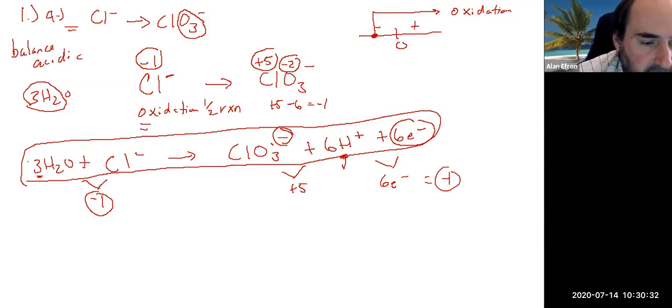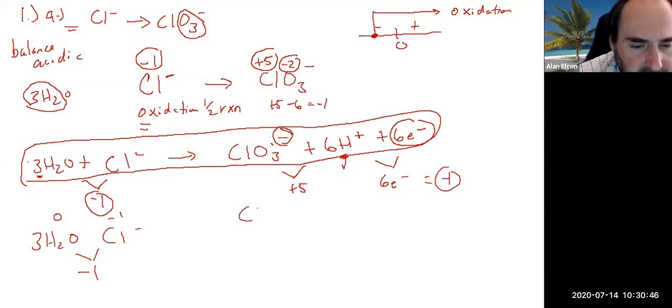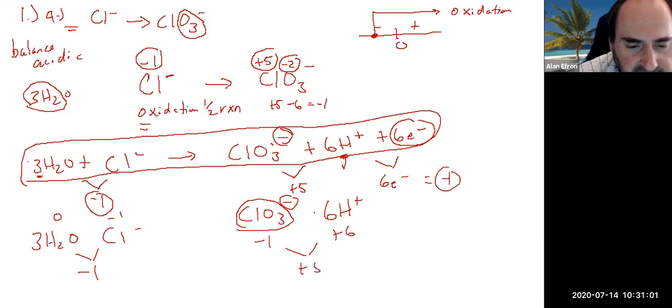So I think you're asking about the electrons. When we look at water on the left-hand side, there's no charge, right? So this is 0. This Cl minus overall is minus 1. So overall on the left-hand side, we had minus 1. When we looked on the right-hand side, this entire thing has a minus 1 charge, right? And we had our 6 H pluses, which has a plus 6 charge. That gave us a plus 5 overall.